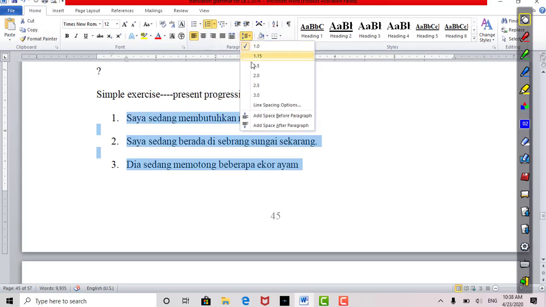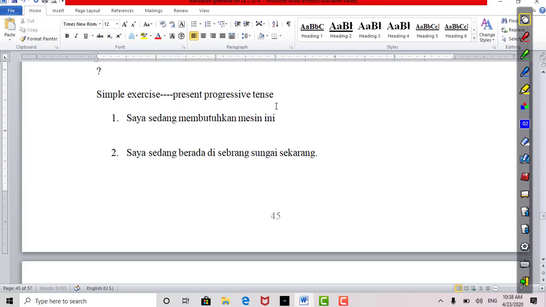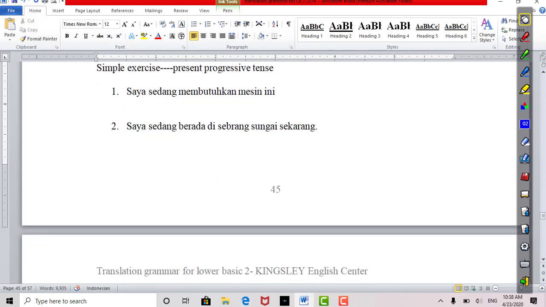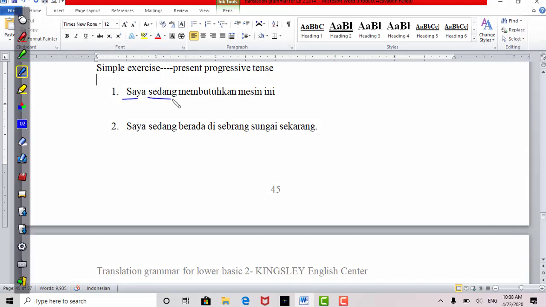Okay, so we have, for example, number one. Saya sedang membutuhkan mesin ini. So what pattern is this? What tense is this one? Yes, of course, this one is present progressive, but we cannot put need in present progressive. Why, sir? Yes, we cannot say needing. So, even though this is saya sedang membutuhkan mesin ini, you have to change to simple present. So you just say, I need.